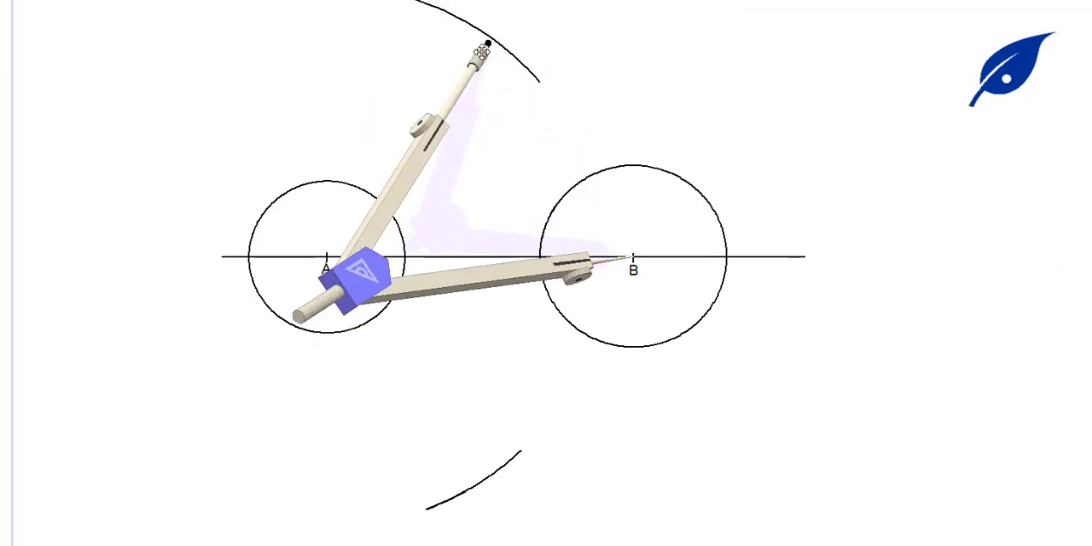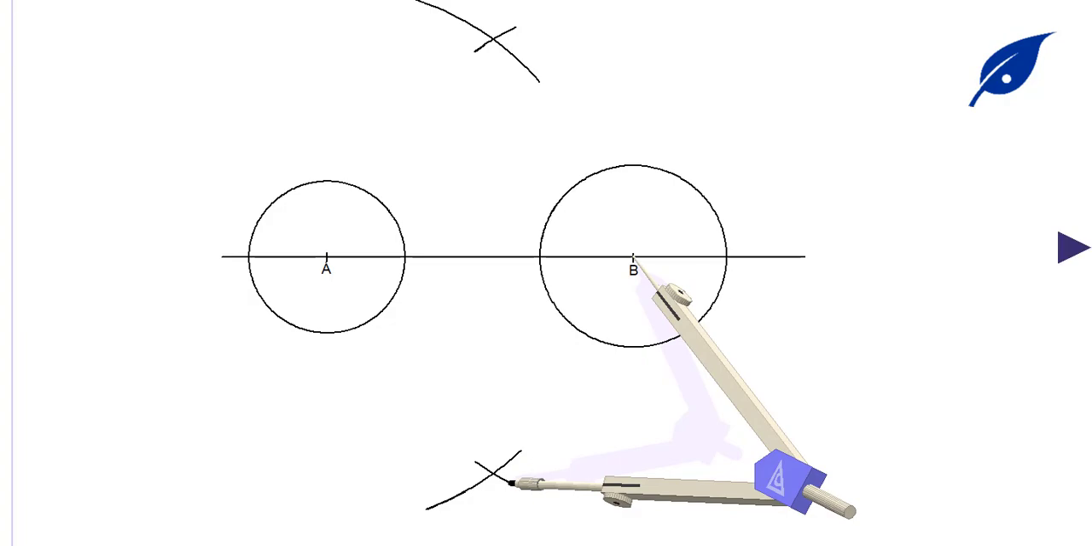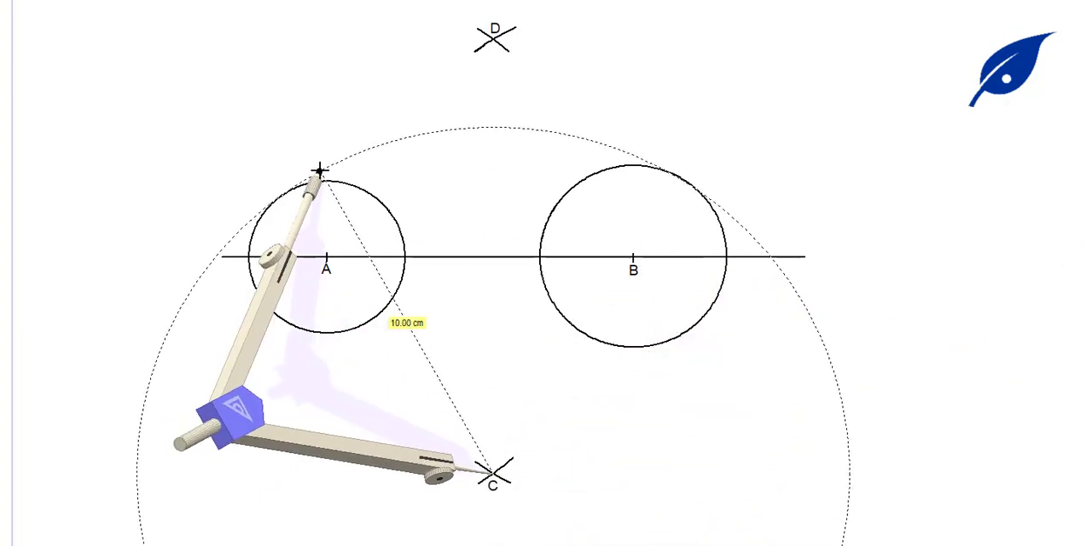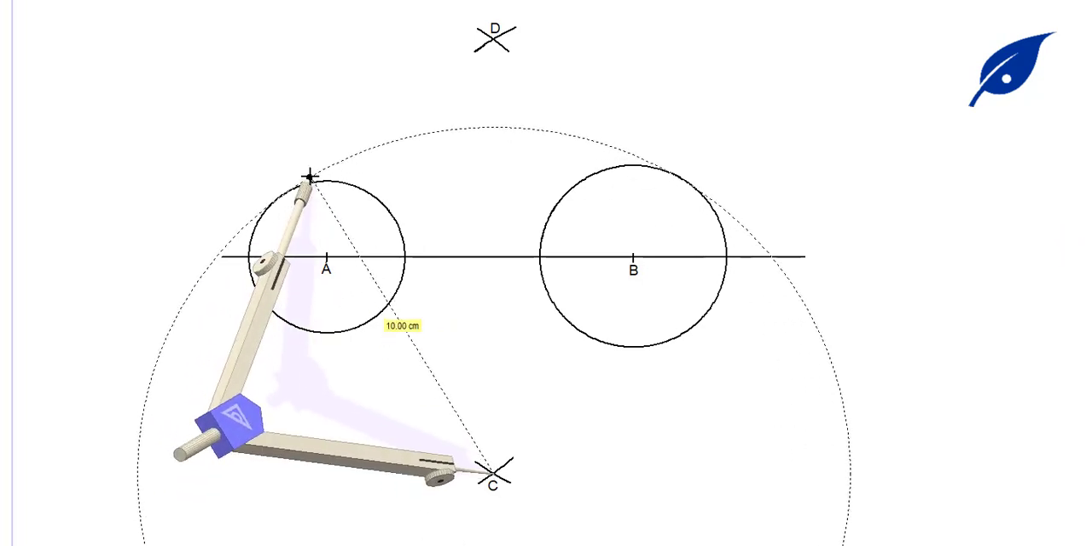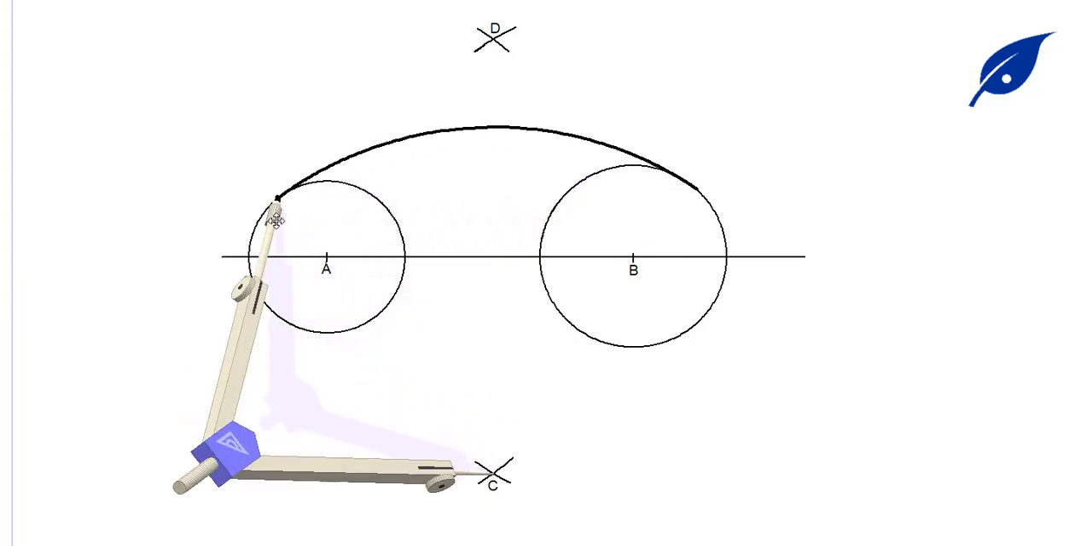After getting the point C with our radius of 100 mm and a center at C, we'll describe the arc to touch the two circles. After doing that, this will give us the required arc.